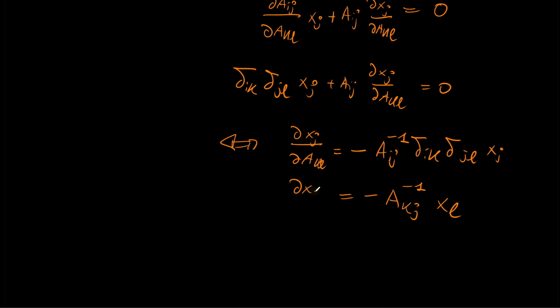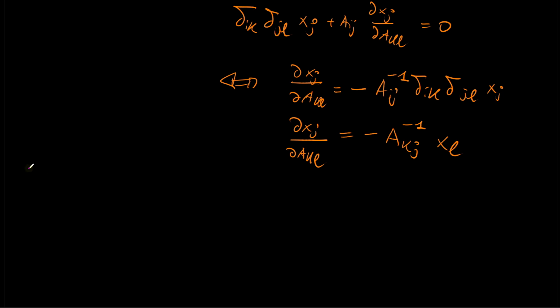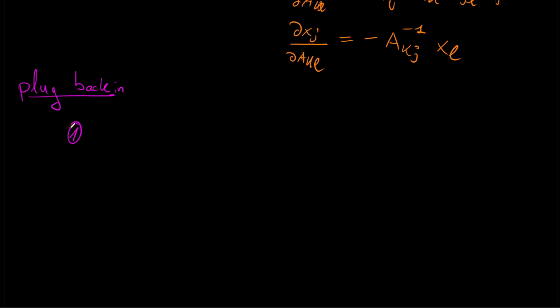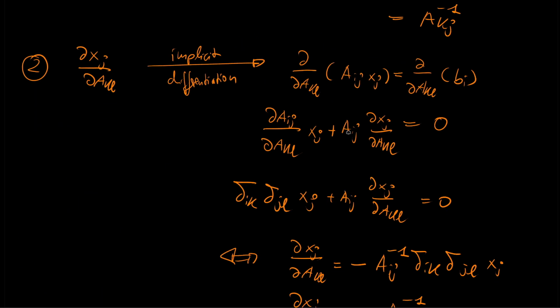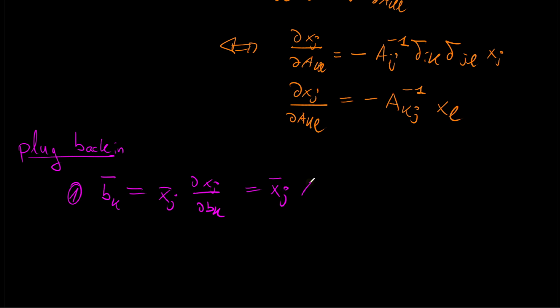I will just note that down again. So this is dx_j with respect to A_kl. So let's use the results we got and plug them back into our general pullback definition. So let's plug back in, and then we will first get, let's do the right-hand side again first. So the b index k cotangent is cotangent x_j times dx_j with respect to b_k. Let's plug in the result we got, which was that one here. So it is x_j times A inverse index kj.